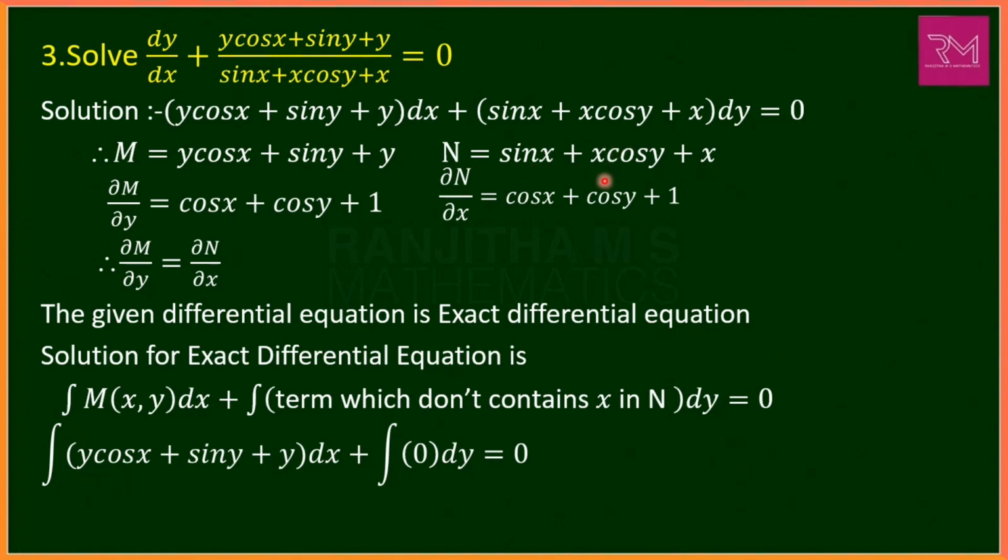Here also there is an x term, so neglect this value. Here also there is an x term. So in n there are no terms that do not contain x. Hence in place of this we can substitute 0 into dy, which is equal to 0.